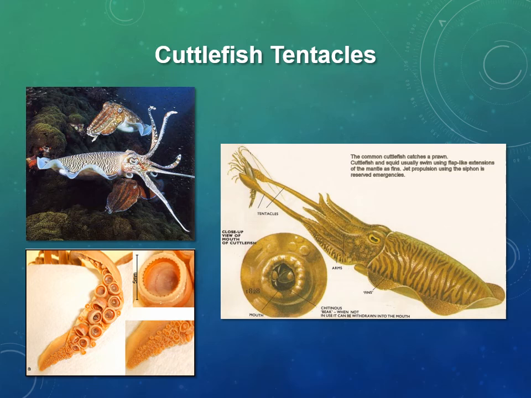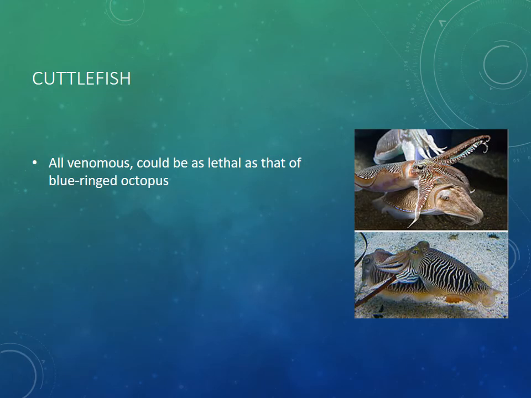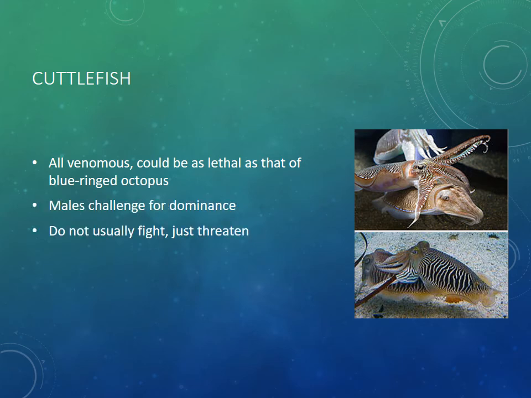And they also do various defensive behaviors with their arms to let them know, hey, leave me alone. So here's the cuttlefish. They're all venomous. Some may be as lethal as blue-ringed. Males can have dominance struggles with that.